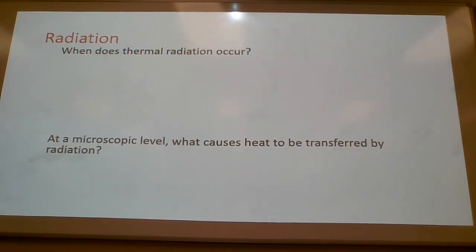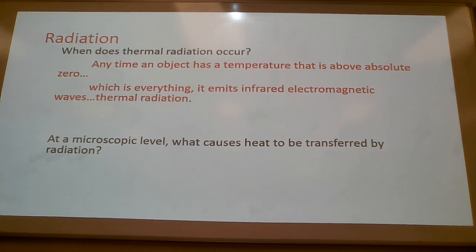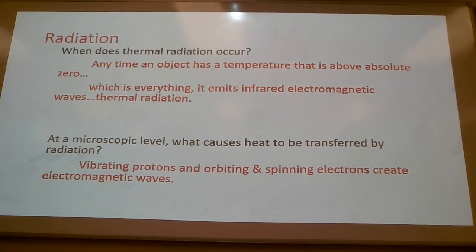So when does thermal radiation occur? Anytime something has a temperature above absolute zero, which is everything, so it emits electromagnetic waves, thermal radiation. This is radiation. So what causes this? The vibrating protons and the spinning electrons create electromagnetic waves.